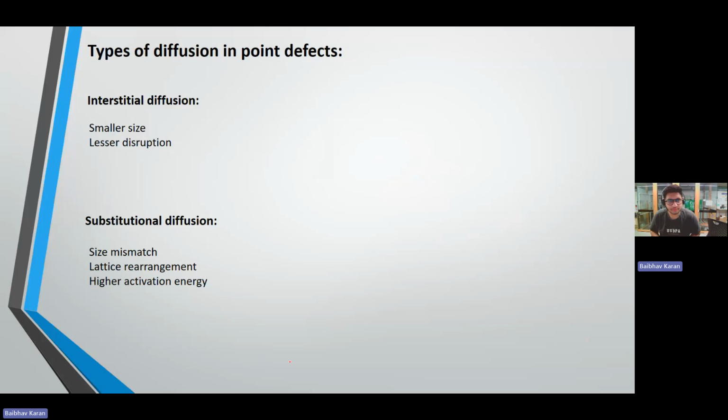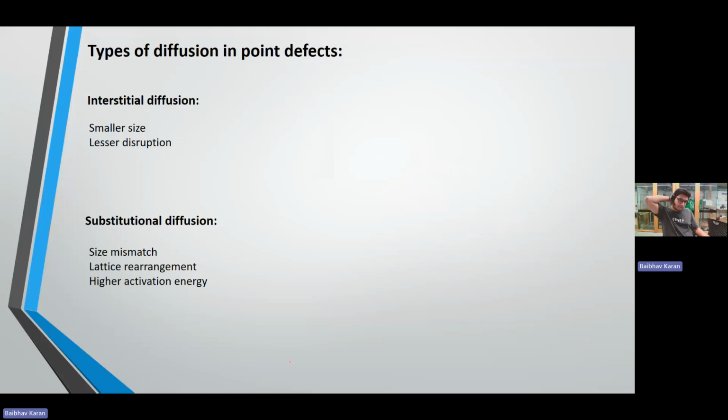And there are types of diffusion in point defects. The types of diffusion in point defects are interstitial diffusion, where there is a diffusion within the interstitial site, and substitutional diffusion. And what is the difference between these two? In interstitial diffusion, the size is very small, and lesser disruption of elements takes place because the size is very small. Interstitial site and lesser disruption.